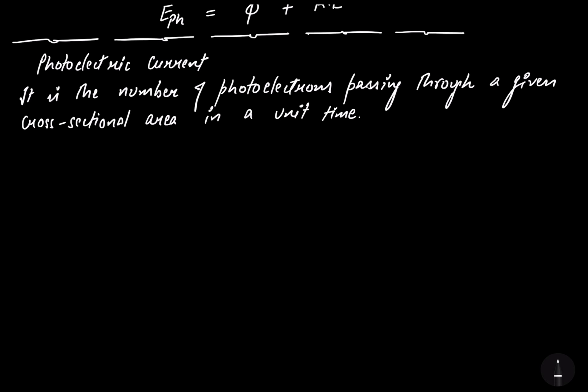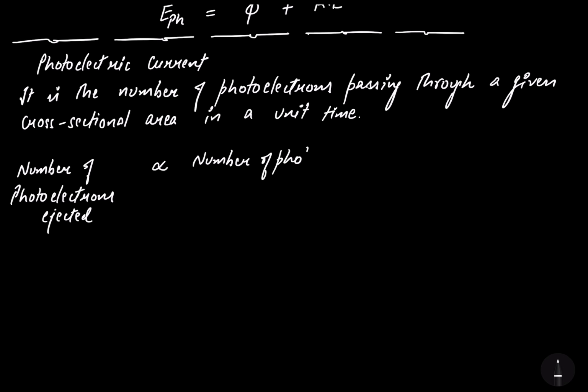Now, the number of photoelectrons ejected is directly proportional to the number of photons falling on the metal surface.